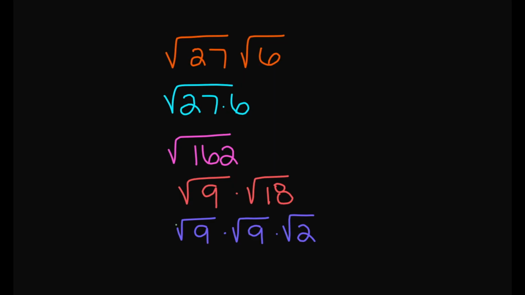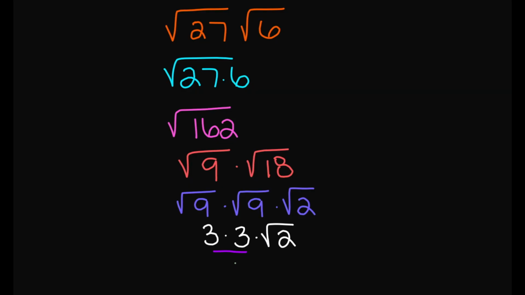Now to simplify the square root of 9, this is going to equal 3. The square root of 9 again, this is going to equal 3. And then we have the square root of 2. As you can see, we cannot simplify that any further, so I am going to leave the answer the way it is. So 3 times 3, this is going to equal 9. And then you have times the square root of 2. So your final answer here is going to be 9 times the square root of 2.